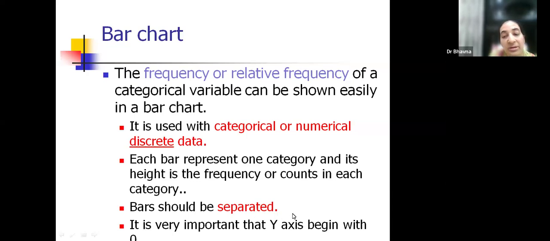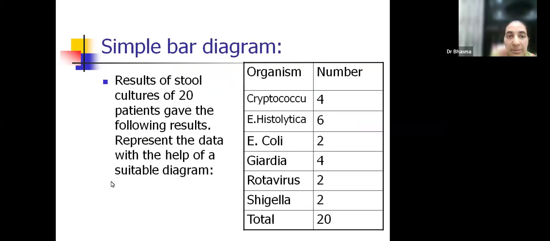Bars should be separated. Please always remember, a bar diagram has spaces. A histogram is continuous. It is very important that the y-axis begins with 0. Now look at this example, the same example that we talked about in the Excel sheet. Results of stool cultures of 20 patients gave the following results. Represent the data with the help of a suitable diagram.